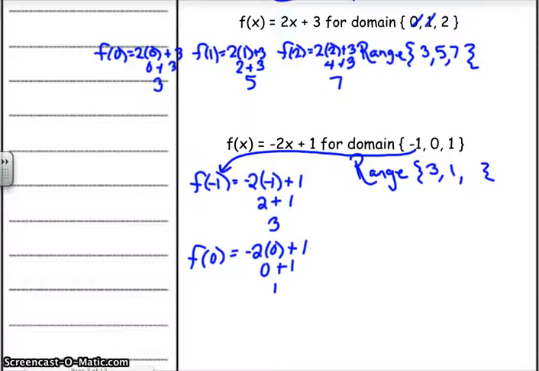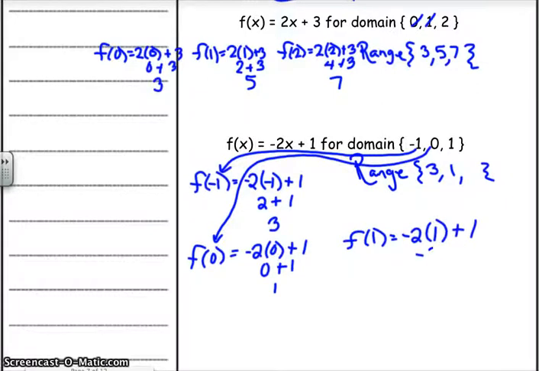So notice what I'm doing. And now I'm going to do my function at 1. So my function at 1 is going to be negative 2 times 1 plus 1. Negative 2 plus 1, negative 1. And what happened there? That one right there.